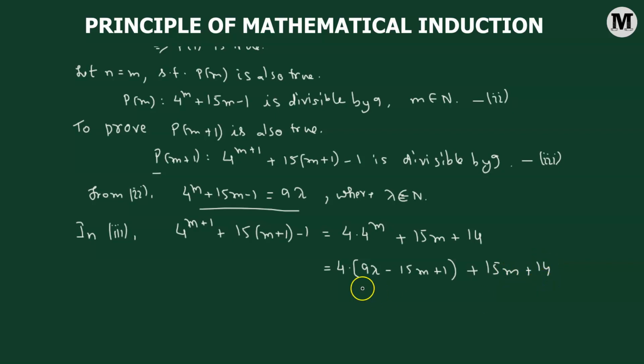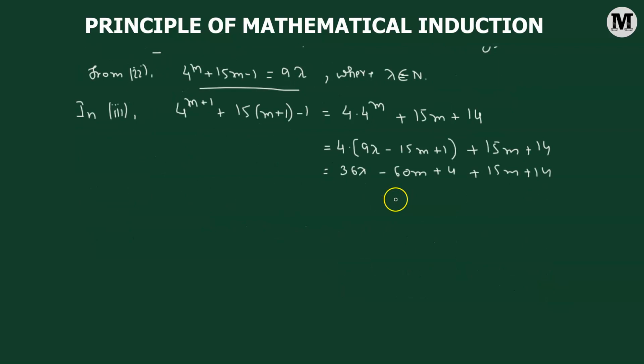So let's further simplify. We have 4 times 9, that's 36 lambda, minus 4 times 15m, so that's negative 60m, added to 4 plus 15m plus 14. So we have 36 lambda minus, negative 60m plus 15m, so that's going to be negative 45m, added to 4 plus 14, that's going to be 18.